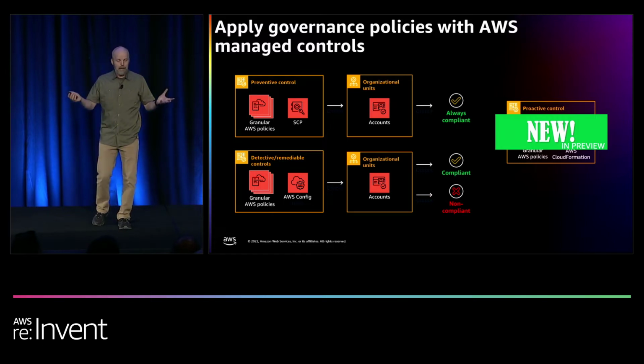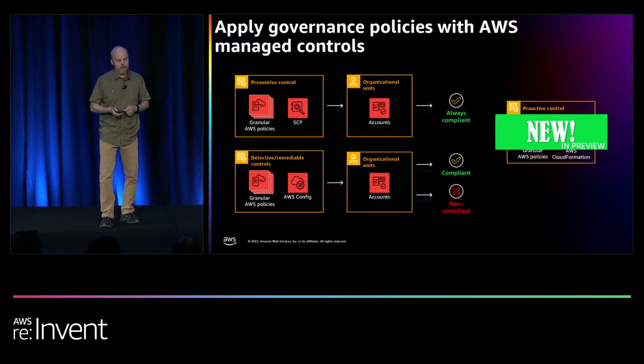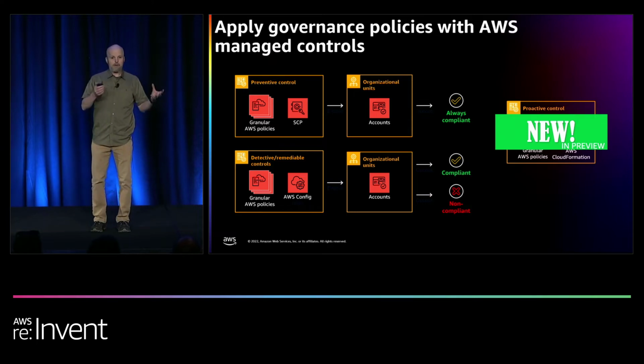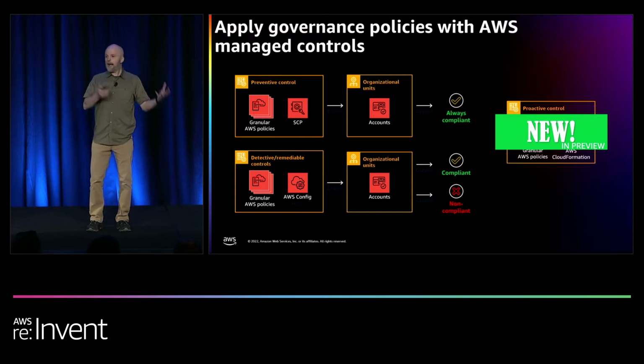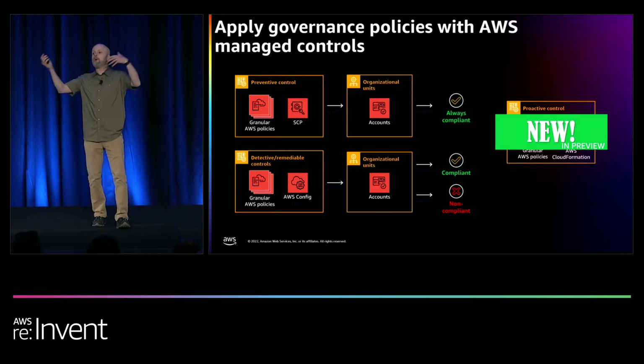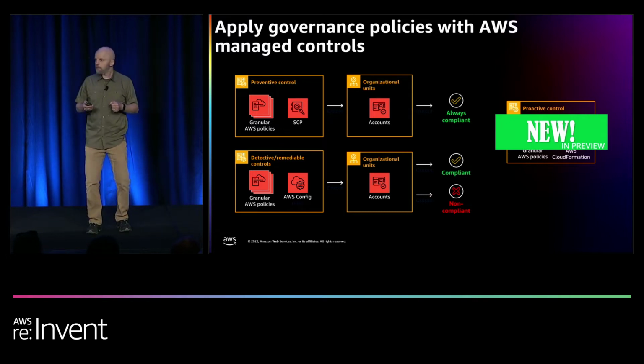There's two types of them. There's preventive controls that basically stop anyone from doing something. They are implemented using service control policies in organizations, for those who know those. And those basically will always be compliant. If you have them in place from the get-go, they will always be compliant. Then we also have detective controls that detect if someone has, for example, misconfigured something and will then show up on a dashboard. They are implemented using AWS Config. And then we have a third mystery type of controls that we will learn more about later today.